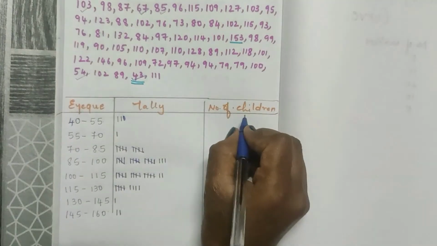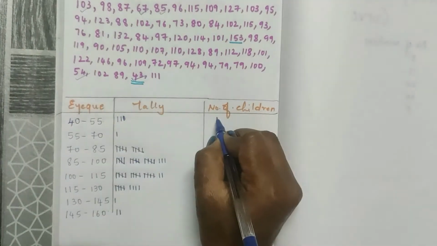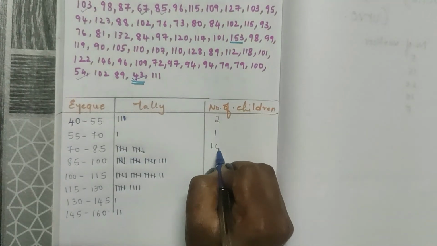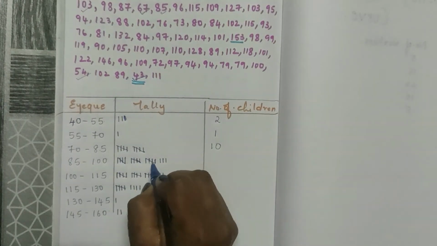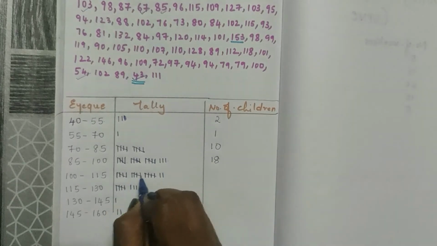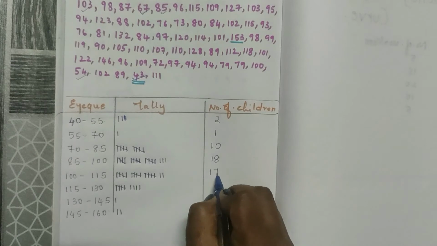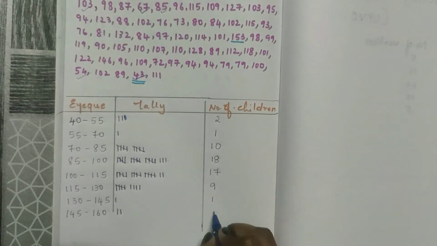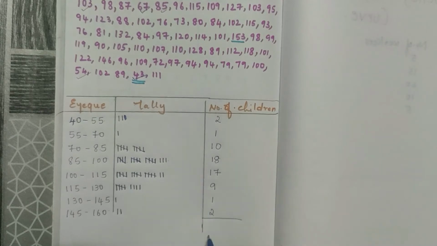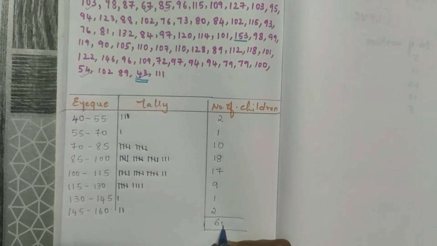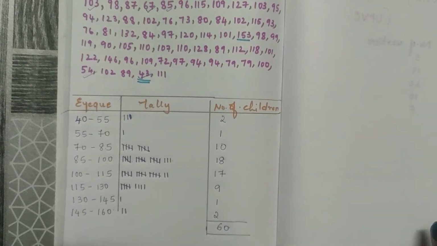And now let us write the number of children. So here it's 2, here 1, 10, then 5, 10, 15, 16, 17, 18. Here 5, 10, 15, 16 and 17. Here 5, 4, 9, then 1 and then 2. Now you need to find the total number of children. That is 60. Even this is mentioned in the question.